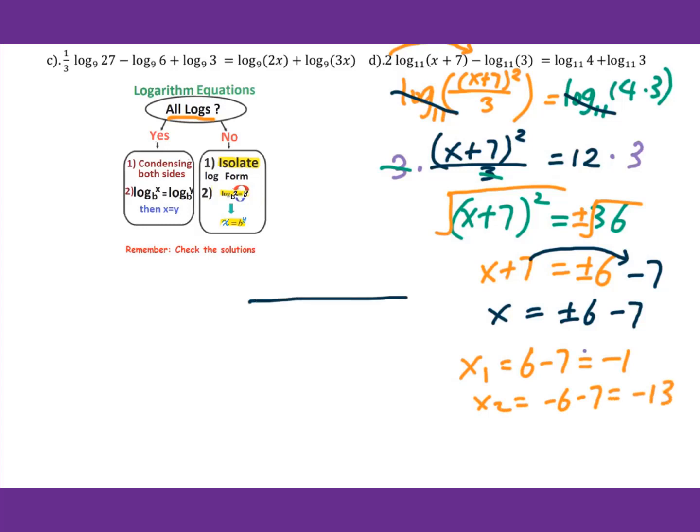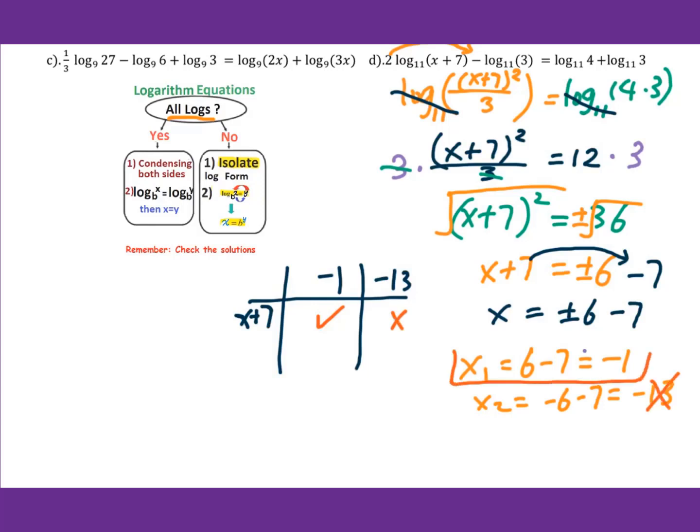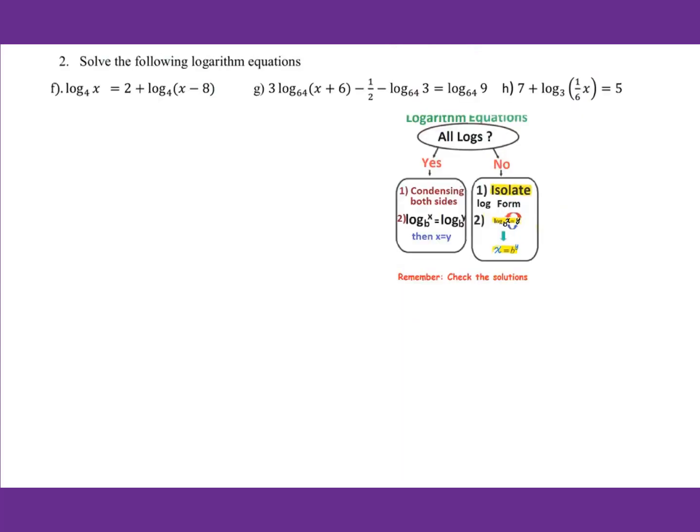Then check the solution. You have negative 1, negative 13. The argument is x plus 7 only. So we plug in negative 1, this is a positive. When we plug in negative 13, it's negative. Therefore, this is wrong, only one solution. Now let's go to F.